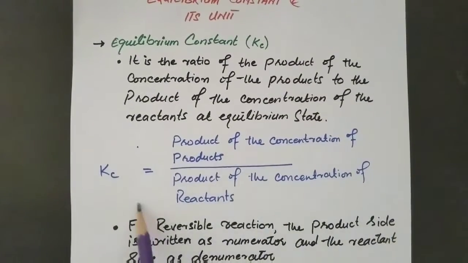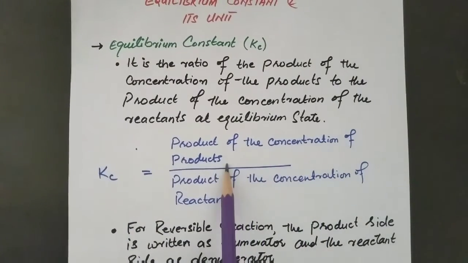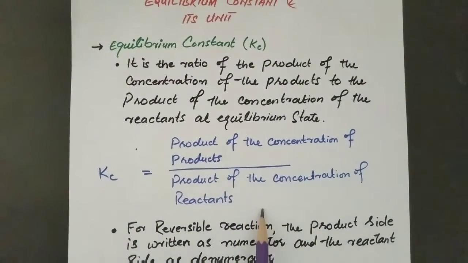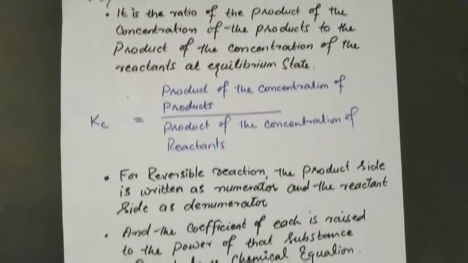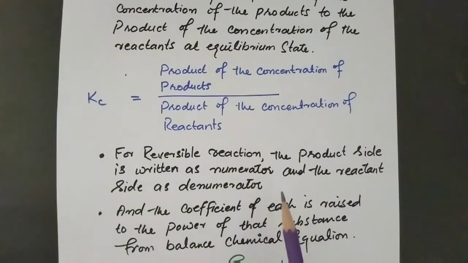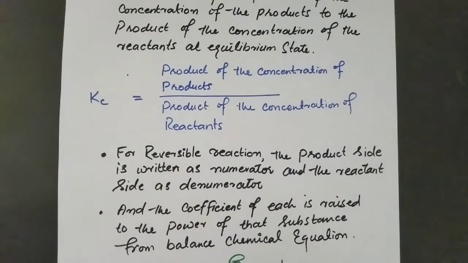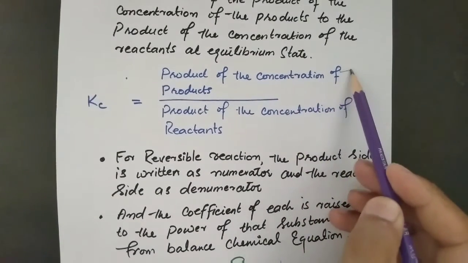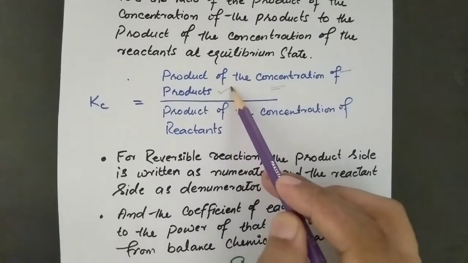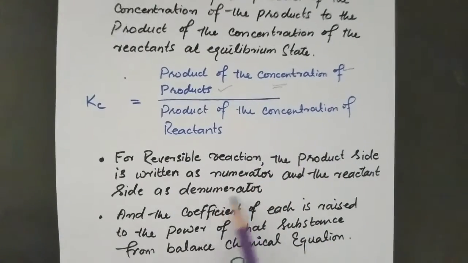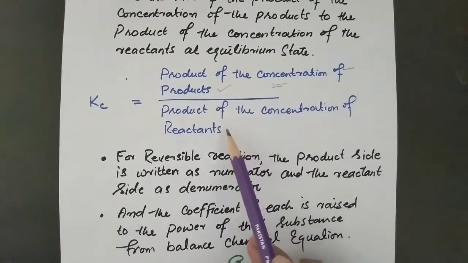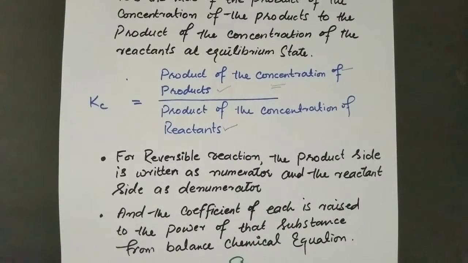Mathematically, this can be written as Kc is equal to the product of the concentrations of the products over the product of the concentrations of the reactants. For a reversible reaction, the product side is written in the numerator, as you can see in this mathematical form, and the reactants are written in the denominator. The coefficient of each substance from the balanced chemical equation is raised as a power of that substance.